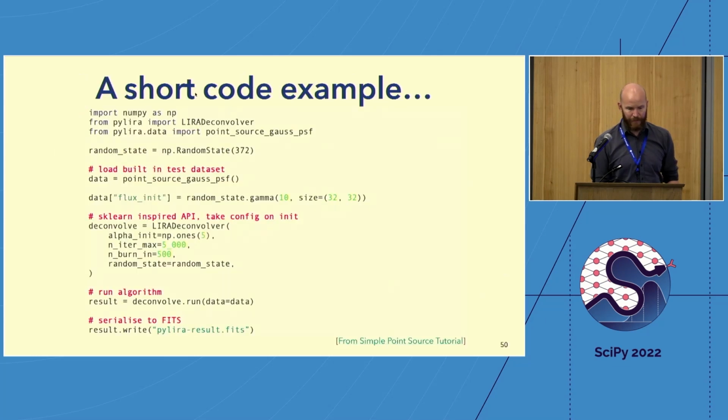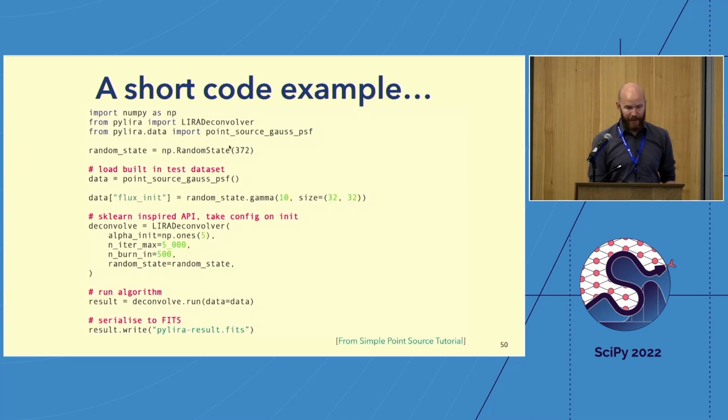on Read the Docs. Here's now a short code example from Pylira. This is fully working, and basically all that you need to do, you start with the usual imports. Then there's a main API that is called the LIRA deconvolver class, and then there's some test data built in that you can import from pylira.data. This is typically used for testing or tutorials and illustration. In this case, it's just a very simple test case, so it's like a point source and a Gaussian PSF.